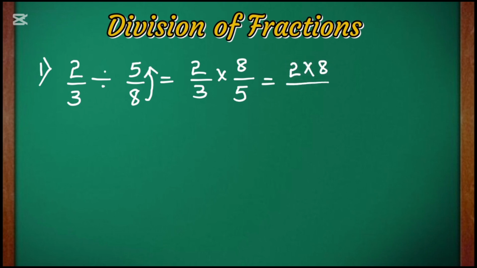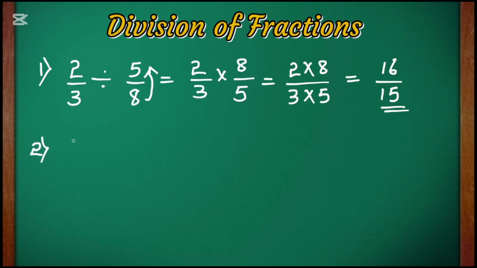After this, we just have to multiply the numerators and multiply the denominators. Multiply the numerators and write it in the numerator, and multiply the denominators and write the answer in the denominator. So our answer is 16 by 15. This is how we do division of fractions.